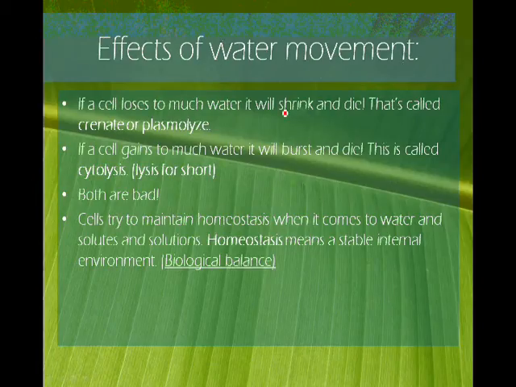So if a cell loses too much water, it will shrink and it can die. This is called crenation or plasmolysis. If a cell gains too much water, then it can burst. It's called cytolysis, or just lysis for short. Both of these things are bad for cells. Cells want to maintain homeostasis. Remember that from the last unit? Homeostasis means a stable internal environment or a biological balance. We want the solution to have the same concentration outside as inside, so water can move in and out freely.